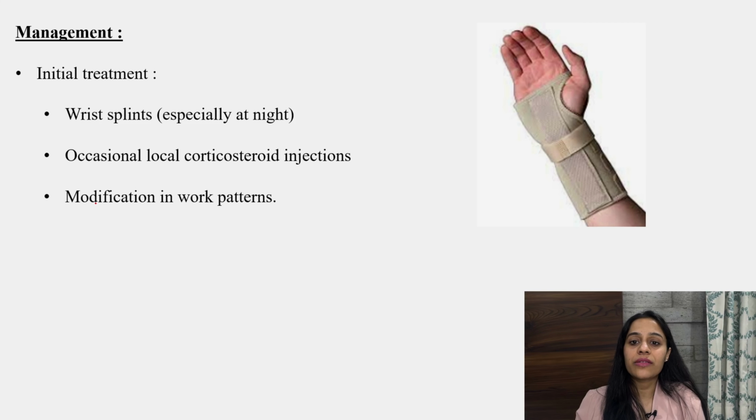Management: initial treatment is wrist splintage, which is given at night. This is the splint which I have shown in the picture. We give local corticosteroid injections; Scanacort 40 mg injection is given. It gives good relief to the patients in the initial stages, along with modification in work patterns.